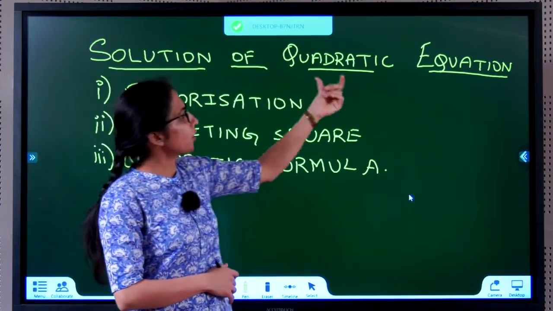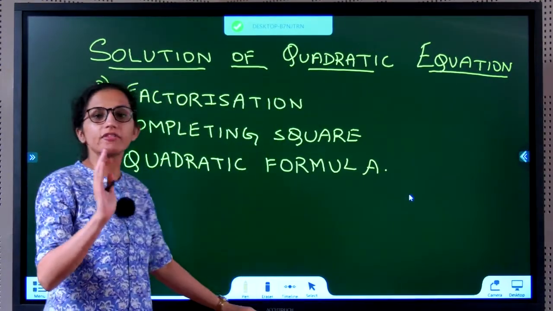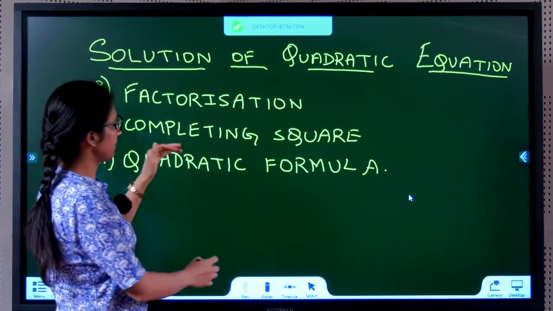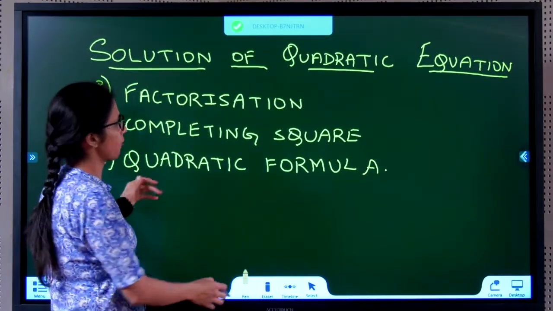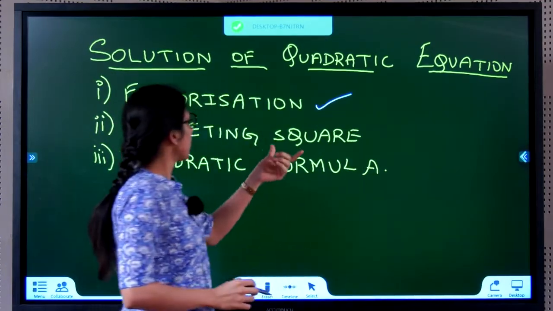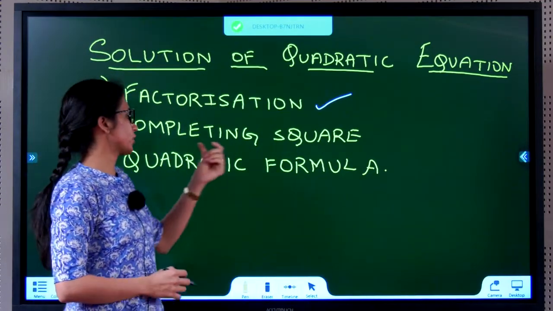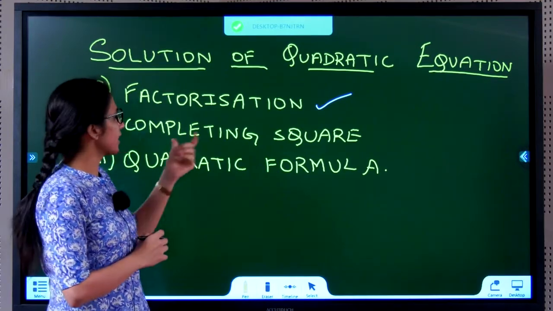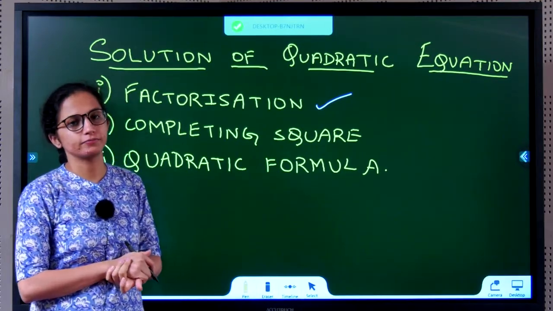Solution of a quadratic equation. So we have three ways to solve a quadratic equation: factorization, completing square and quadratic formula. Factorization we have already studied until now. Now we will understand what is completing square and what is the quadratic formula. Okay, so let's take up completing square now.